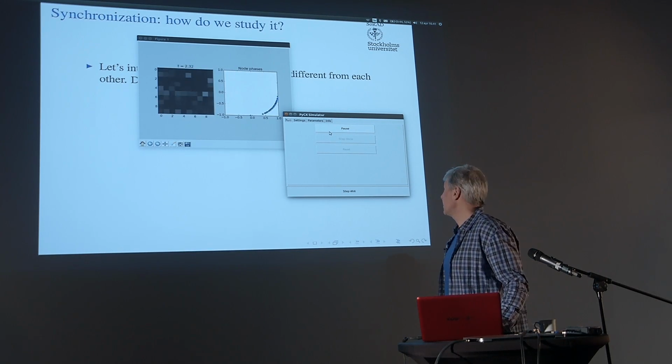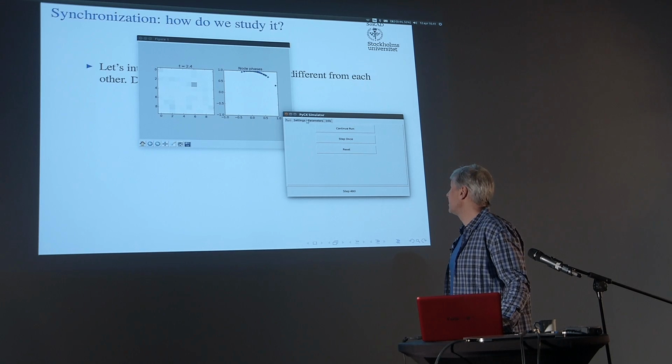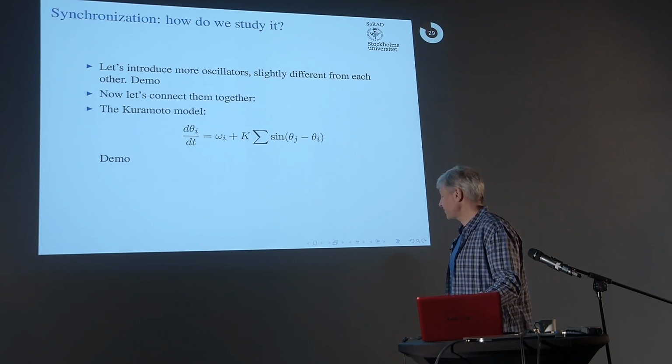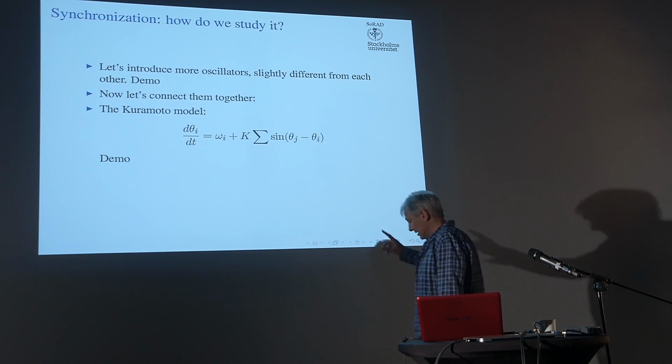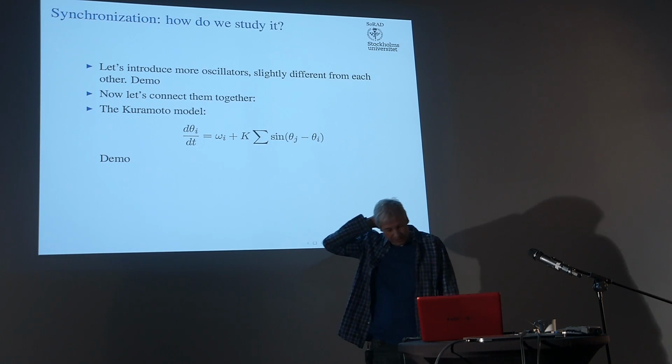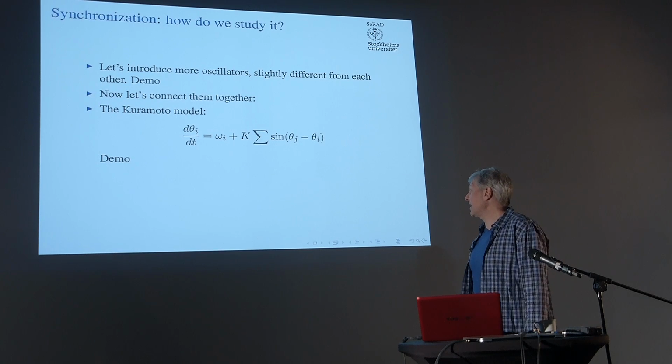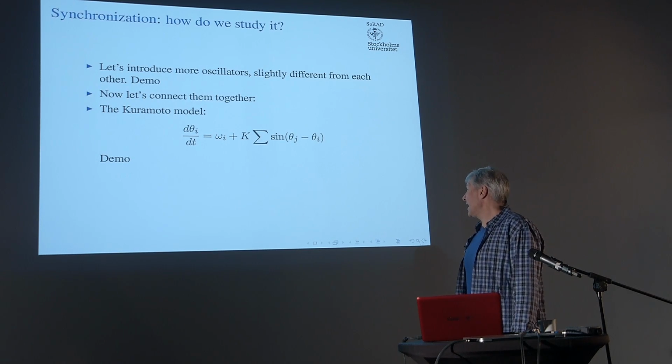Yeah, so let me close this and get back to. So that's what I did. So this is a very simple model. It's called the Kuramoto model after Yoshiki Kuramoto, who derived it in 1975.